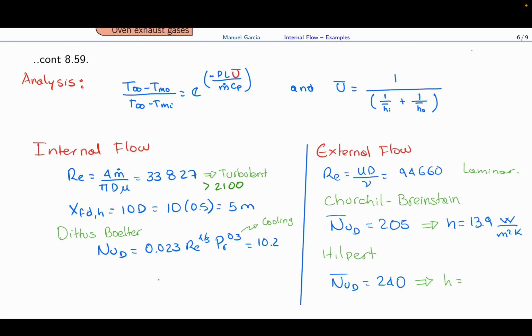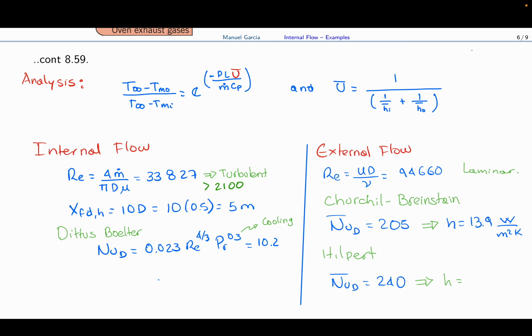The Dittus-Boelter equation is Nusselt D equal to 0.023 Reynolds to the 4/5, this is 4 over 5, multiplied by Prandtl to the 0.3, and 0.3 because it's cooling. So we got Nusselt D equal to 10.2.